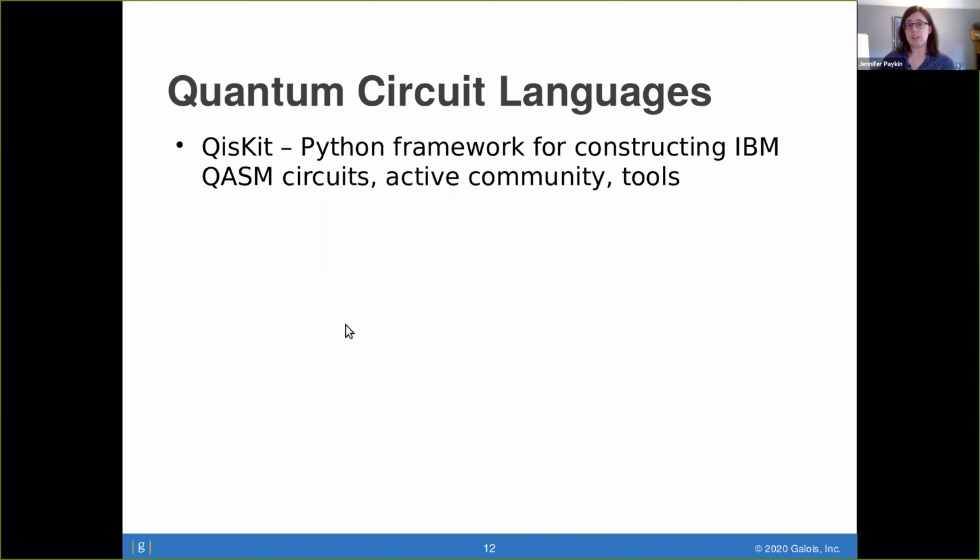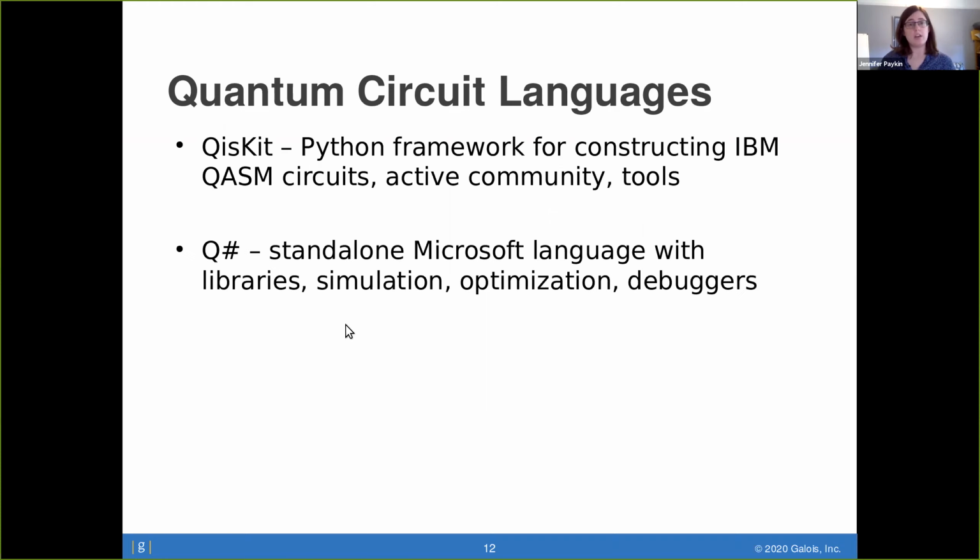Qiskit also has a very active community, and it allows you to interface with IBM technology. Q# is another language. It's developed by Microsoft, and it's more of a standalone language. So instead of being embedded in Python, it is its own language. And they also have their own libraries, simulators, optimizers, debuggers, etc.